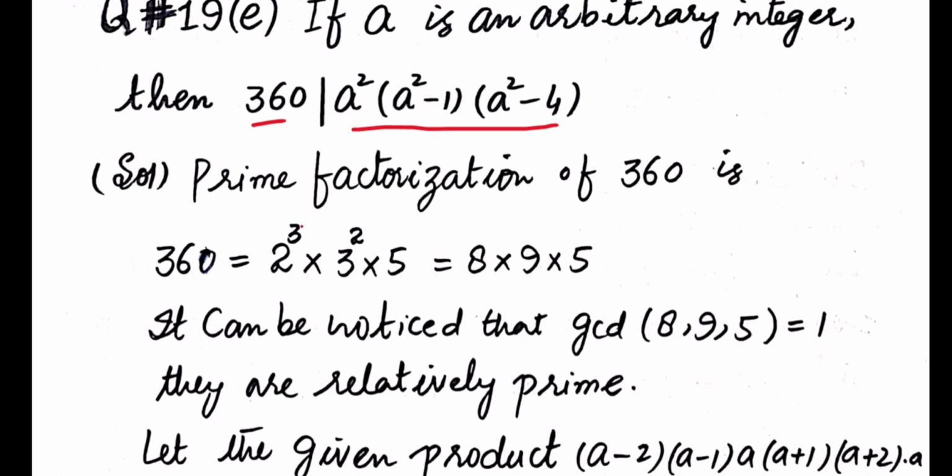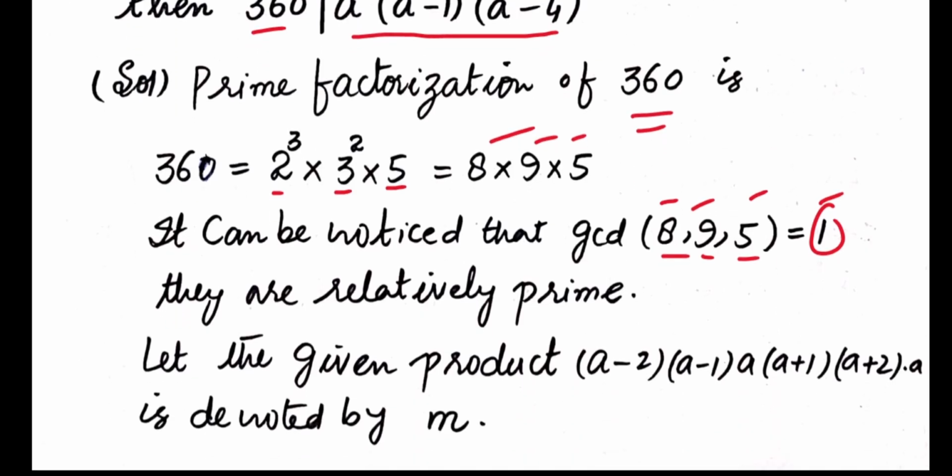To prove this, firstly I will make the prime factorization of 360. The prime factorization of 360 is 2 cubed into 3 squared into 5. That is 8 into 9 into 5. Again, you can notice that the GCD of these three numbers is 1 because there is only one common factor in all of these, that is 1. Otherwise, you can find the GCD by prime factorization or by using the long division method. So they are relatively prime. Let the given product be denoted by m. This is my given product, and I am writing this equal to m.